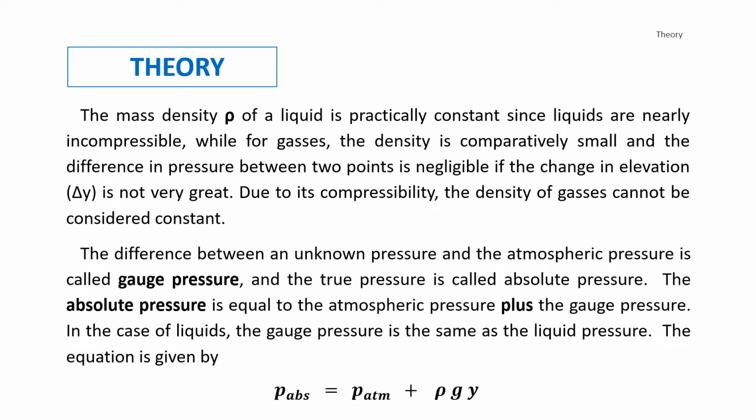The difference between an unknown pressure and the atmospheric pressure is called gauge pressure, and the true pressure is called absolute pressure. The absolute pressure is equal to the atmospheric pressure plus the gauge pressure. In the case of liquids, the gauge pressure is the same as the liquid pressure. The equation is given by absolute pressure is equal to the sum of atmospheric pressure and the product of density, acceleration due to gravity, and the depth of the liquid.